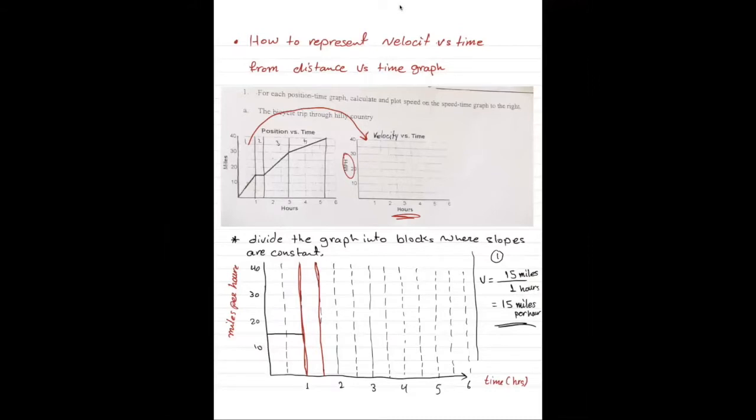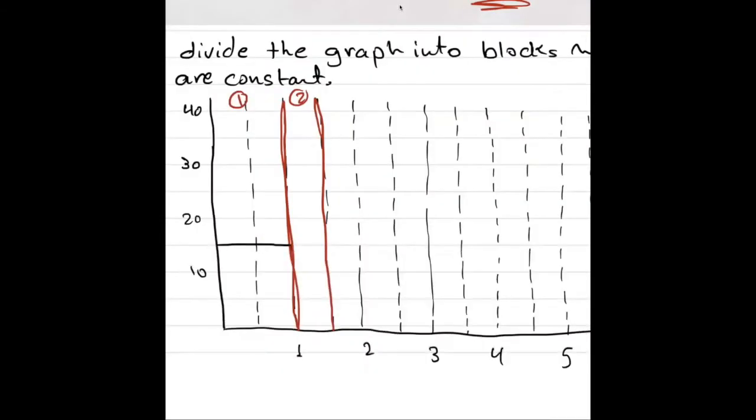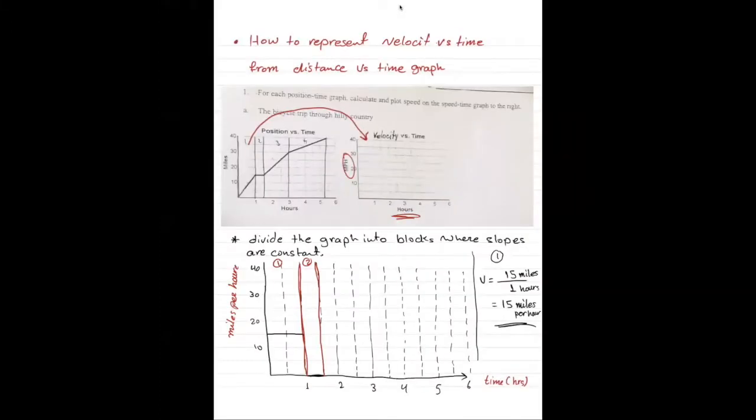So for block 2, we should have 0 velocity. That means the velocity will be right here. And that was block 2. Block 3. Block 3 was from 1.5 seconds until 3 seconds. So we'll get to this part right here.